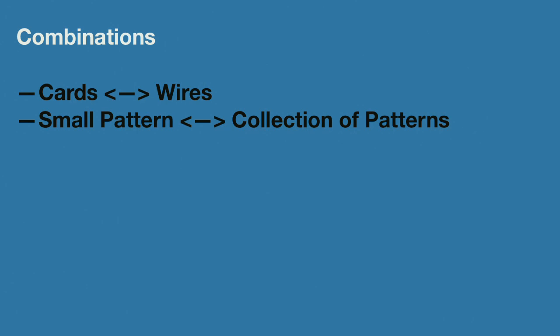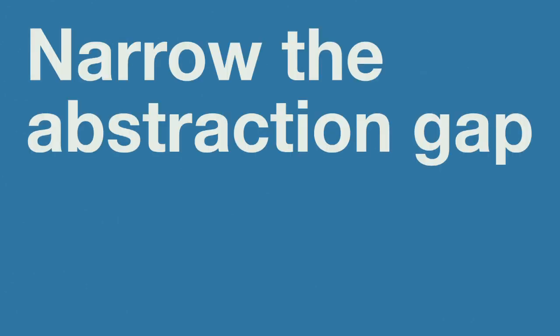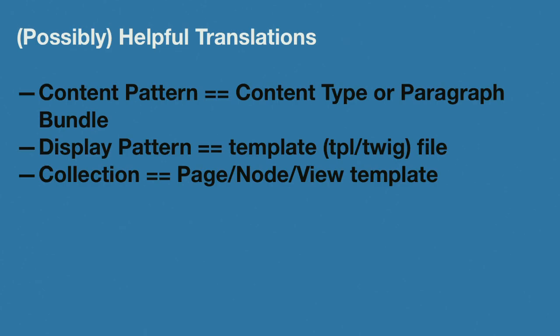What you're really trying to do is narrow the abstraction gap. You're trying to almost slow down to speed up, which is another thing I like to mutter to myself. Okay, so real quick, hooking to the CMS, some really helpful translations like content pattern to content type or paragraph bundle. That kind of works for me, I can picture that.